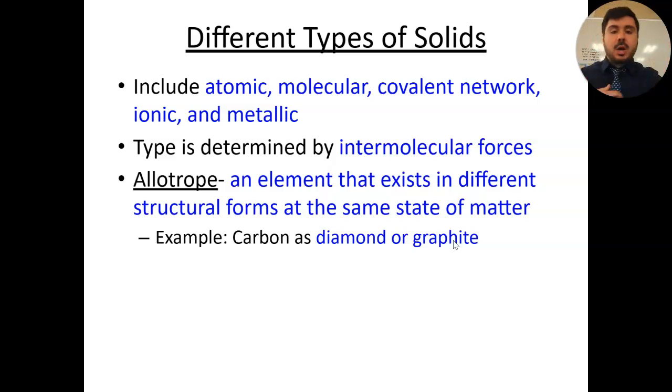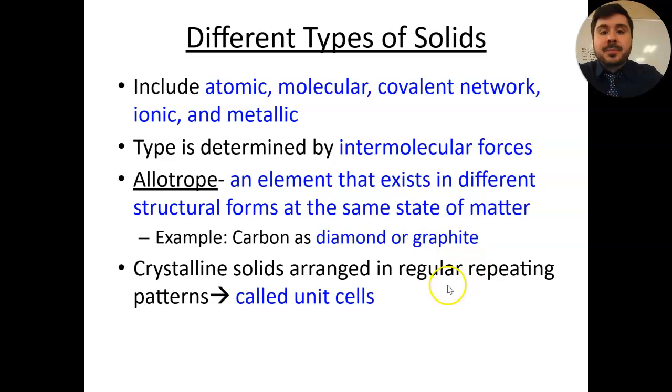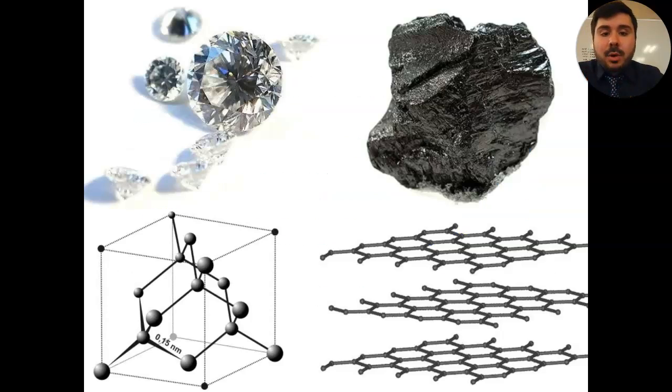Well, then what's the difference? How can we have such a wide difference in what a diamond is and what graphite is? It's due to the structural arrangement of those carbon atoms. These crystalline solids arrange in regular repeating patterns called unit cells. That's what allows diamonds to grow in the way that they grow. Instead, you've got something like graphite.